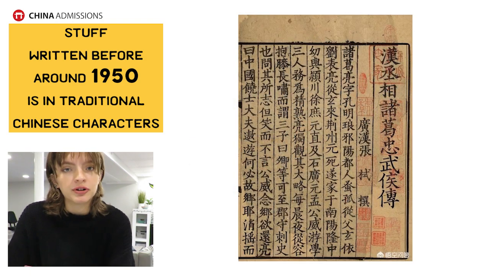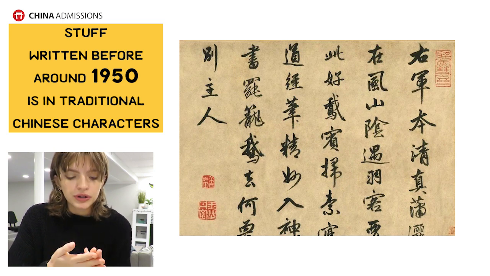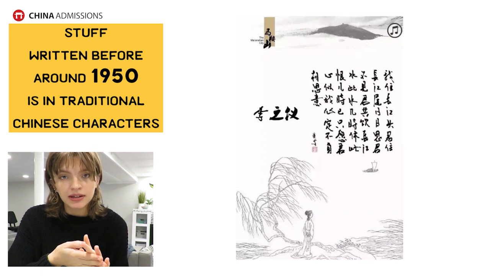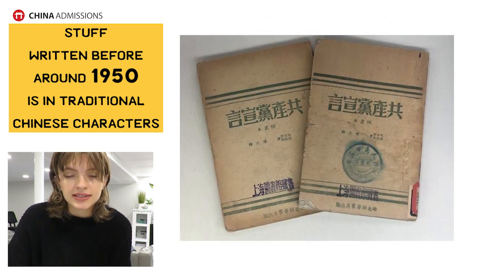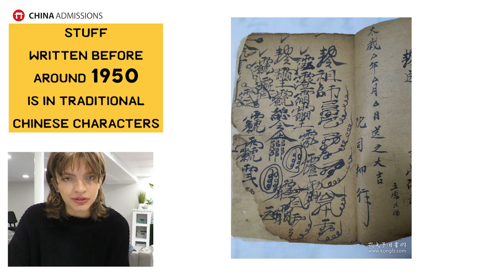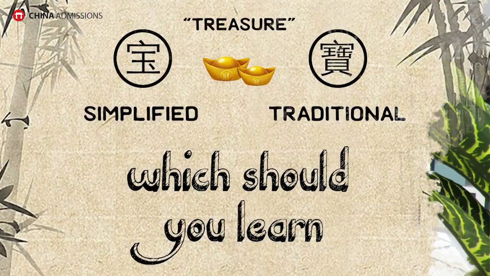You'll need this in order to read calligraphy, read ancient documents, read reports and books and poetry that was written in ancient China. If you want to access any of these pre-20th century Chinese historical resources, you're definitely going to need to know some traditional Chinese in order to get through them. So those are just a few reasons why you should learn traditional Chinese. Now, which one should you learn?